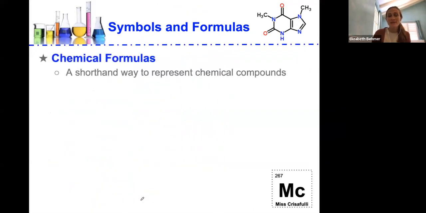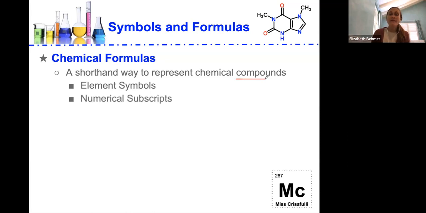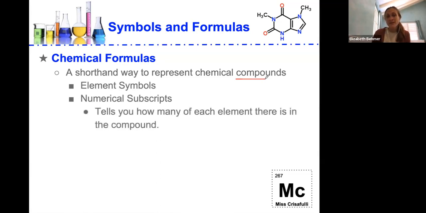Chemical formulas then are a shorthand way to represent chemical compounds. So again, a compound is taking 2 or more elements together, and a chemical formula will be a shorthand way to represent that. We use the element symbols and then the numerical subscripts, which will tell us the number of each element that will be required. It'll tell you how many of each element there is in the compound.